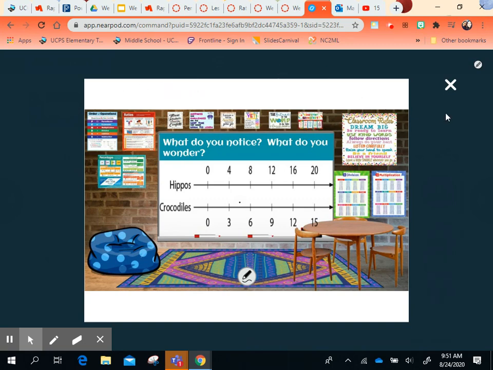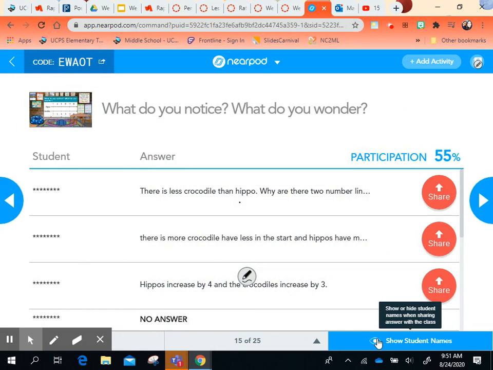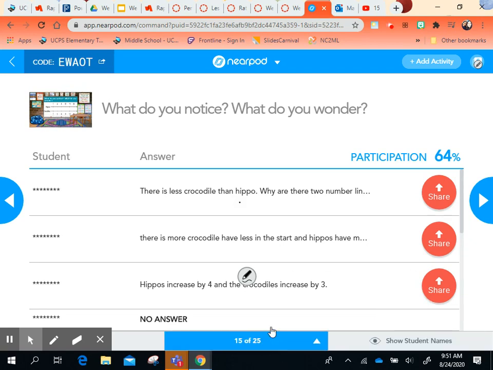Okay, so I'm going to assume we're ready because I said 10 more seconds. So I'm going to do the whole hide name thing so that I don't want anybody to be embarrassed about, oh, that's what I typed. Okay, so there's less crocodiles than hippos. Good, I like that.